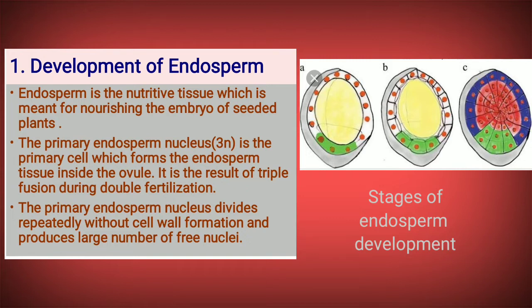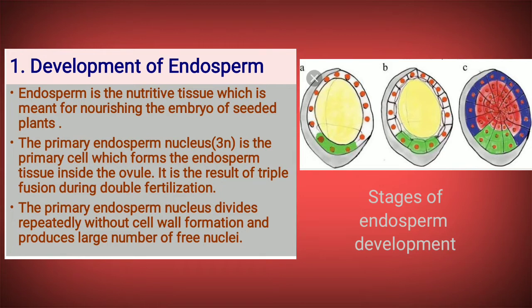The primary endosperm nucleus divides repeatedly without cell wall formation and produces a large number of free nuclei. In the diagram, you can see several nuclei lying towards the periphery of the ovule. So these primary endosperm nuclei, which are triploid, divide repeatedly and form numerous free nuclei inside the ovule.